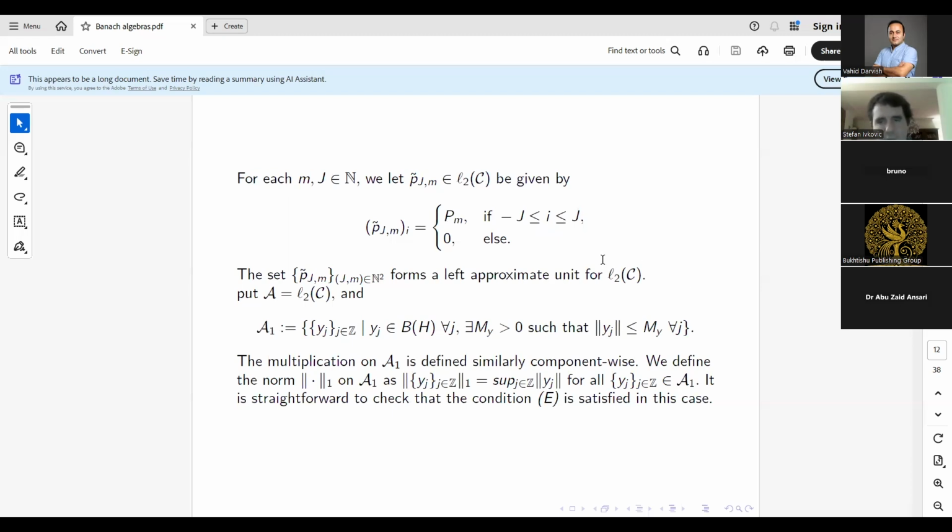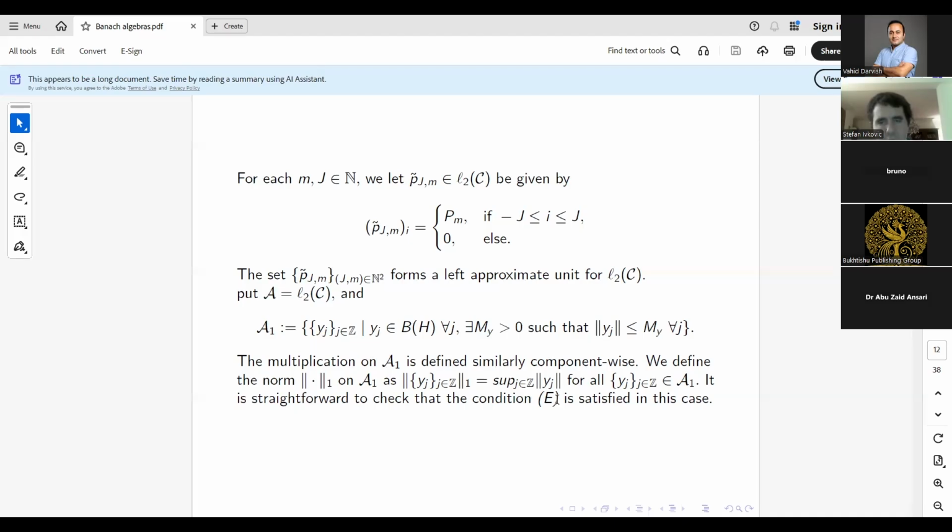And then, as I said, since this is a Banach algebra, we simply put A equal to L2(C). But what is A1 in this case? A1 will consist of all sequences with components in B(H), so not in compact operators, but in B(H), satisfying that these sequences are uniformly bounded in the norm. And then how is multiplication on A1 defined? Well, easily one can see that it is also defined component-wise. And naturally, what is the norm on A1? It is simply taking the supremum of the norms of x_j, because we require that these sequences are uniformly bounded.